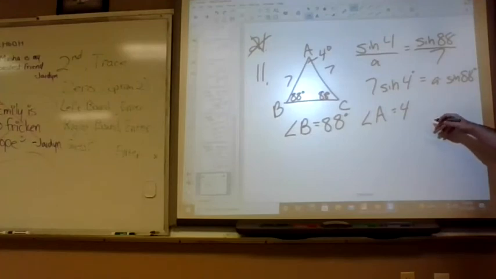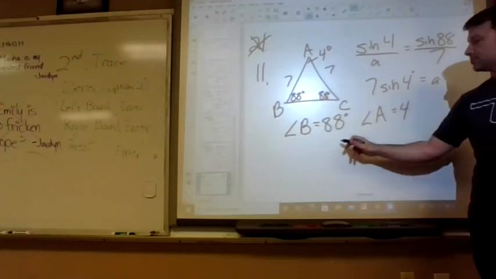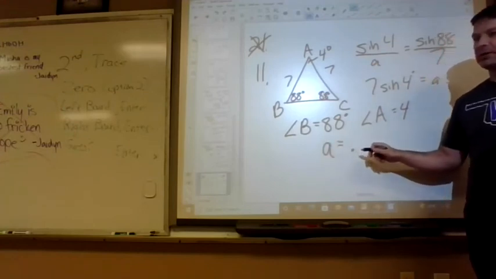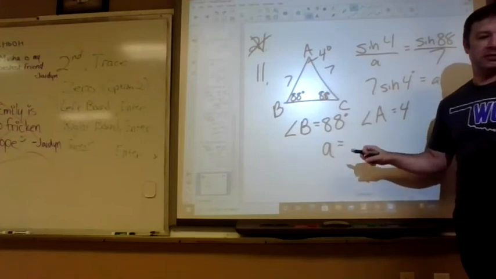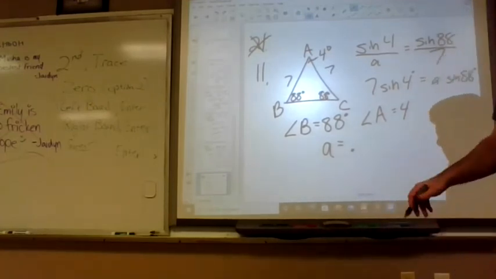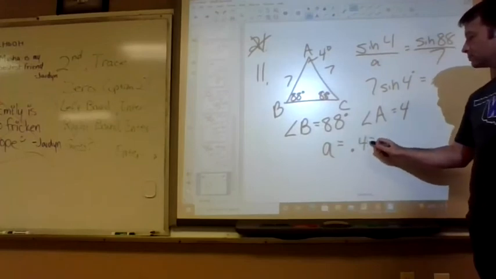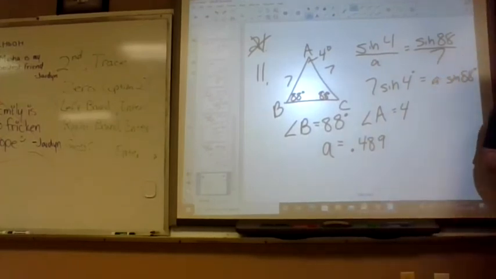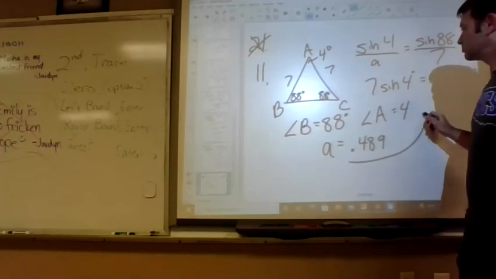A should be pretty small because that's a tiny angle. I got 0.49. I also got 0.49. I got 0.49. 0.489. I thought we were doing three digits. Very significant difference. This is ridiculous. This was wrong. This is preposterous.